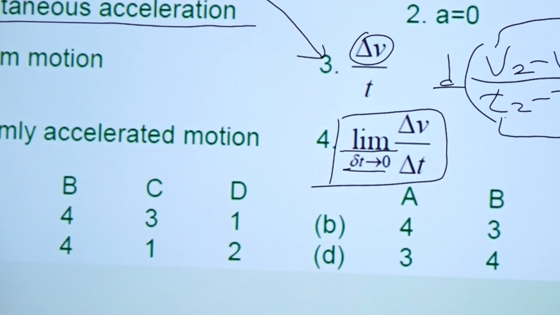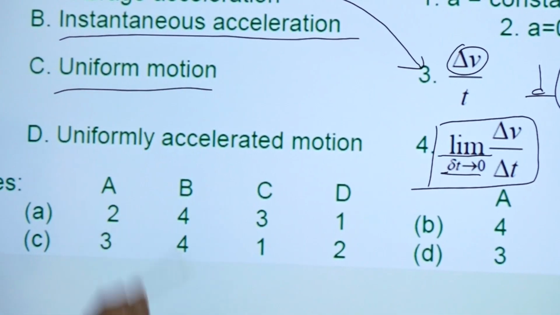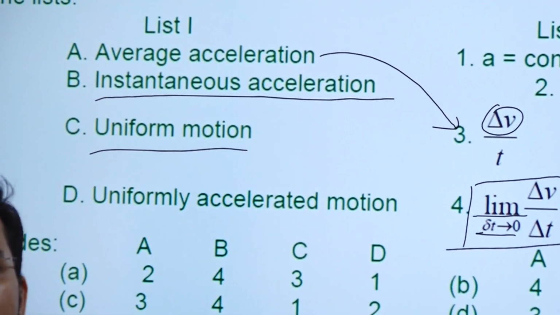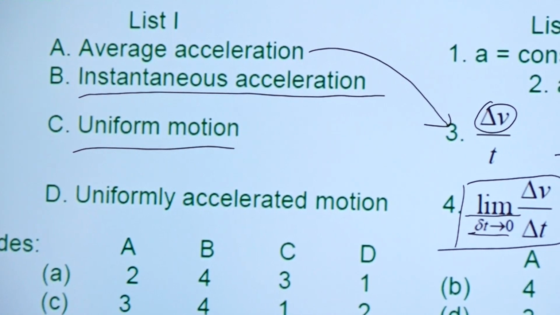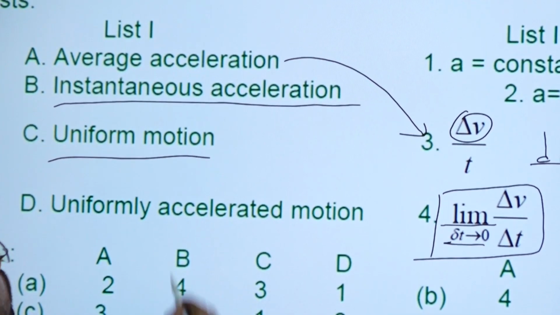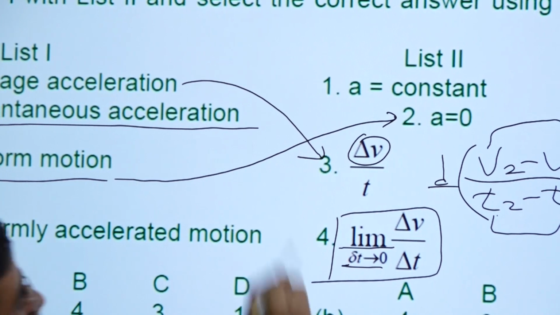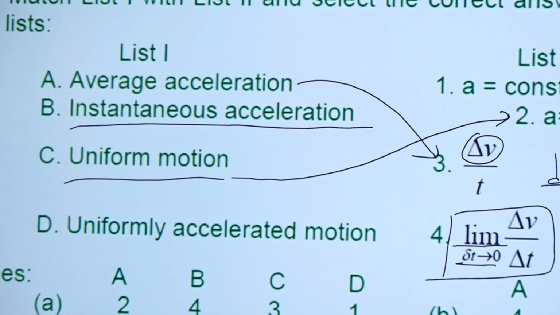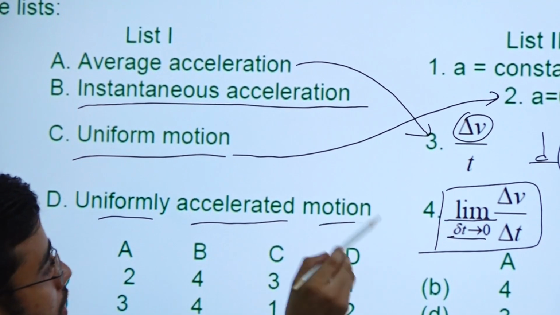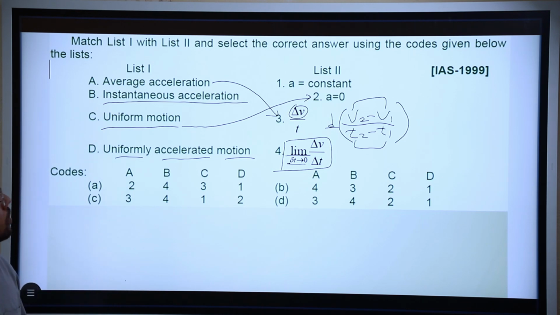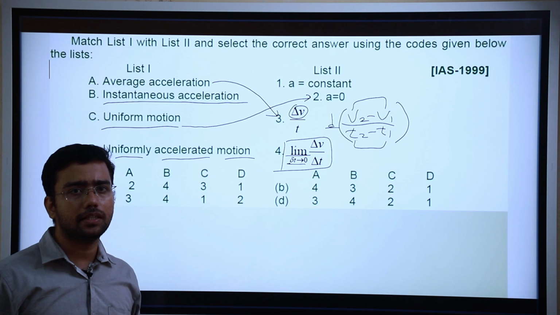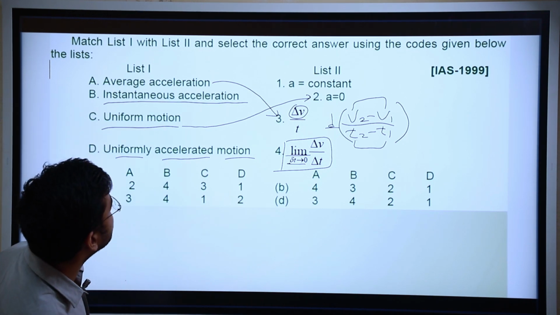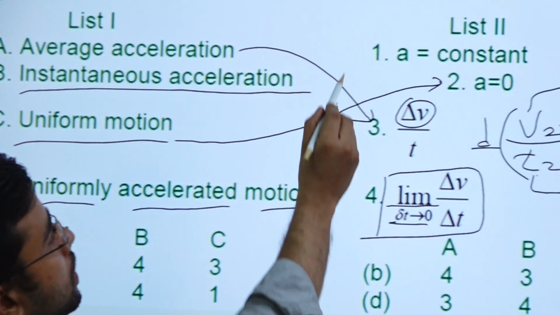The third one is uniform motion. What happens in uniform motion? Our velocity will remain constant. If velocity is constant, then acceleration will be 0. So for this we have this one as the answer. The last one is uniformly accelerated motion. What is the meaning of this? Acceleration is constant, so it will match the first one.